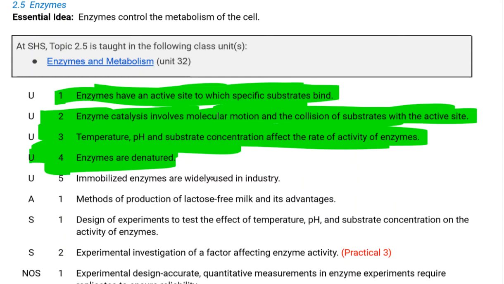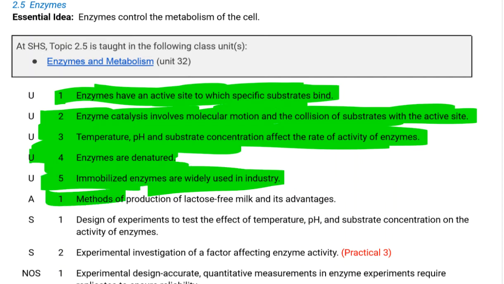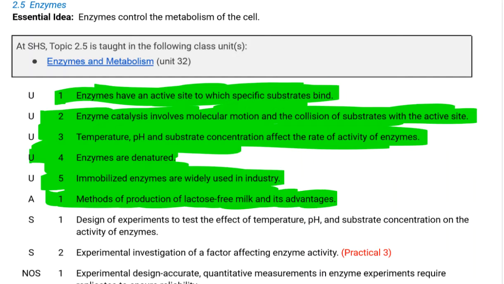Immobilized enzymes are used widely in industry. You need to think about lactose-free milk. Lactose is broken down by the enzyme lactase, and some people are lactose intolerant. So what we do is we have calcium alginate beads onto which we can put lactase enzymes, and the lactase enzymes become immobilized and unable to move. Then we pass milk through these enzymes, and they break down lactose into glucose and galactose, leaving the milk lactose free.